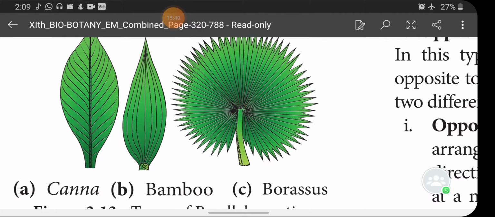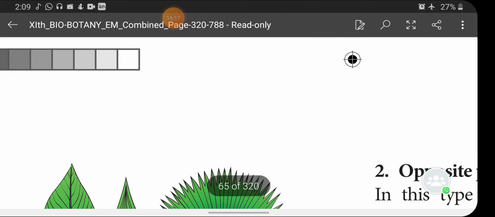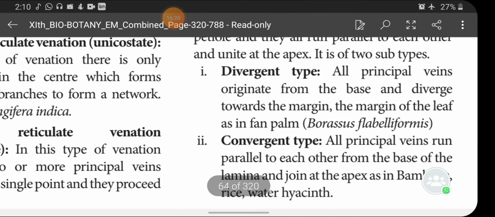In the second one, many ribs originate at the base. That is called what? Palmate. Okay. So, in the second figure also, many ribs originate at the base, but all the ribs unite at the apex. So, convergent. That is called what? Convergent palmately parallel venation. Next, in the third one, many veins originate at the base, but all the veins diverge, running towards the margin. That is called what? Divergent parallel venation, right? Okay, now we are going to see the text. Hope you could understand.